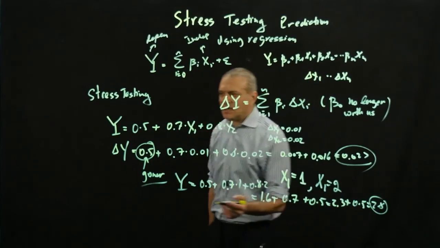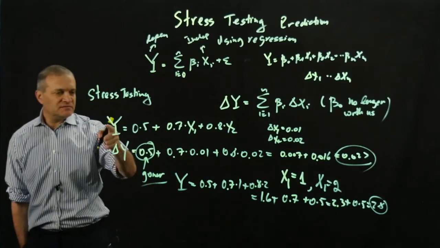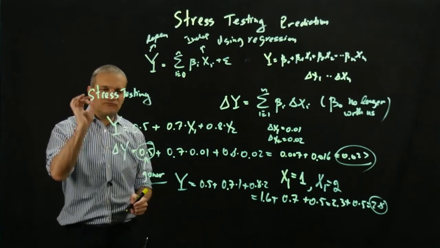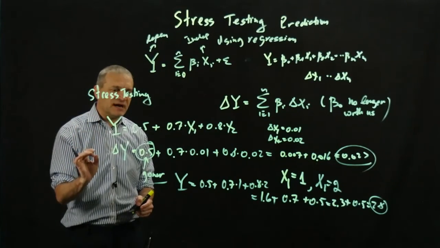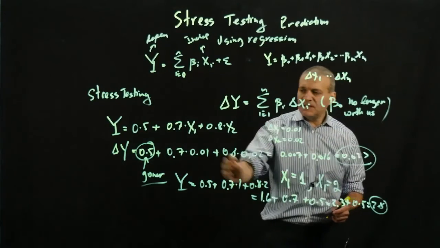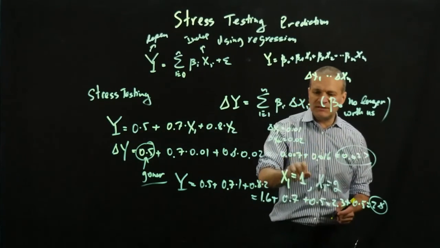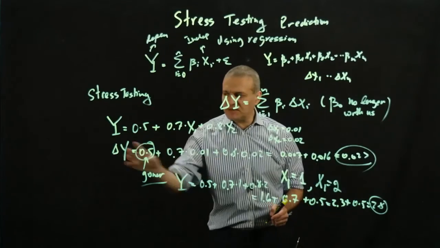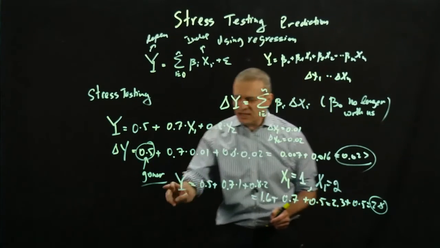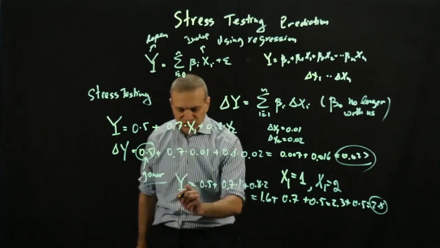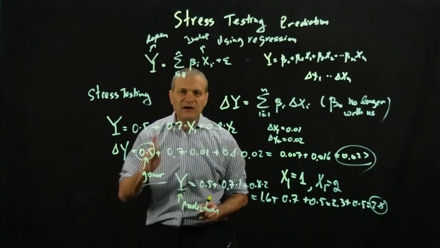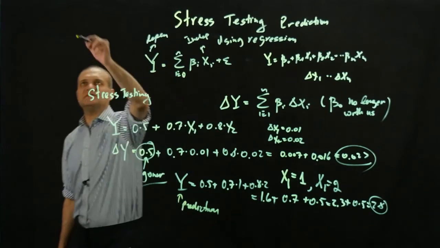Now, this is actually a prediction for one point in time. You are assuming a change of 0.01 and 0.02, and this is your expected value for the change, and this is your expected value for the prediction. But now the question is confidence intervals.